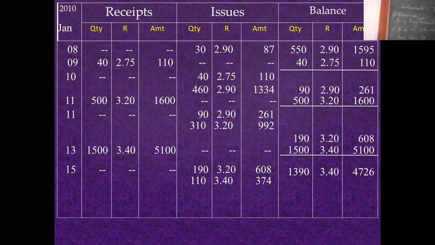Yes. Then another point: the actual stock in the Godown is 1350. Then what to do? As per record, it is 1390. But on 15th January, you verify the stock, and in the Godown there are only 1350 units.